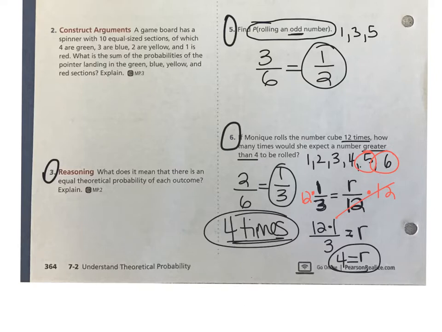Now I'd like for you to look back across your page at number 3. What does it mean that there is an equal theoretical probability of each outcome? An equal theoretical probability means that there are 2 possible things that can happen, or that each of the things that can happen appear or occur in equal numbers.